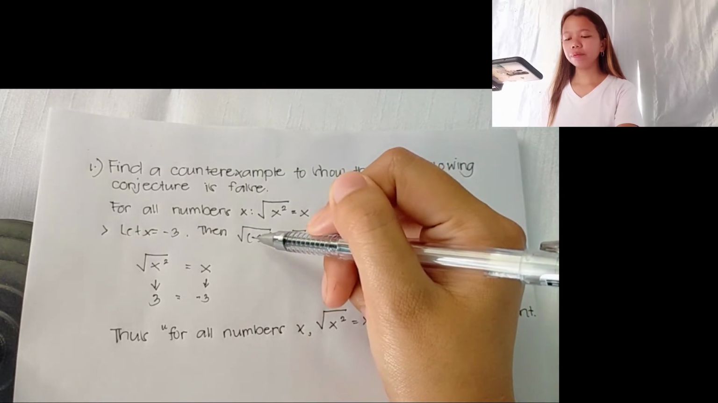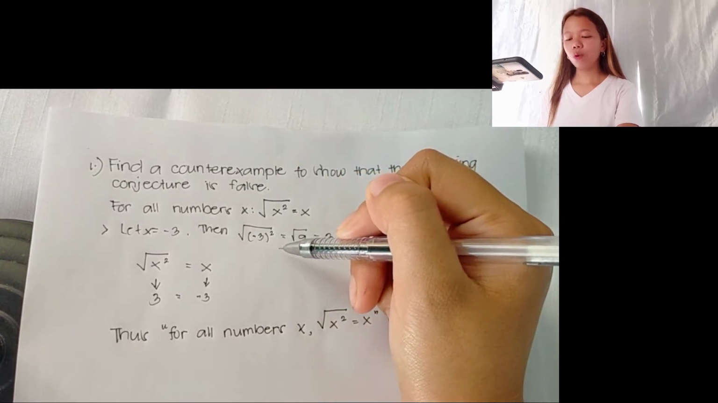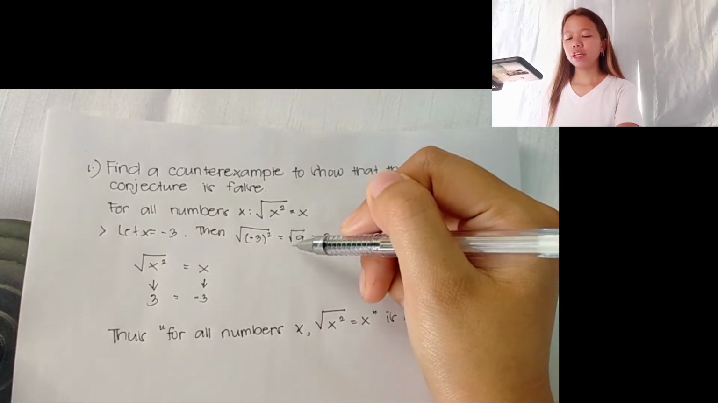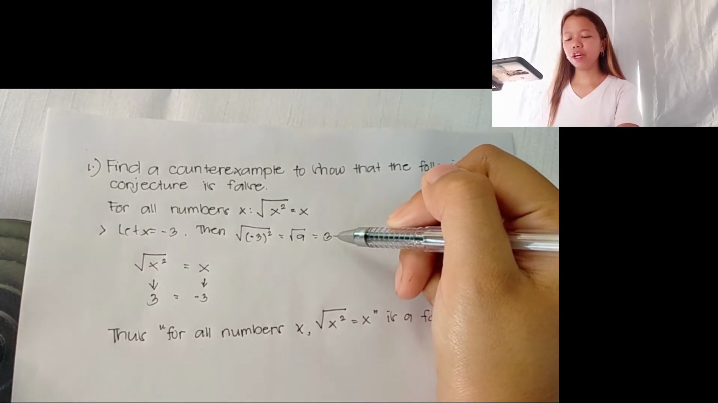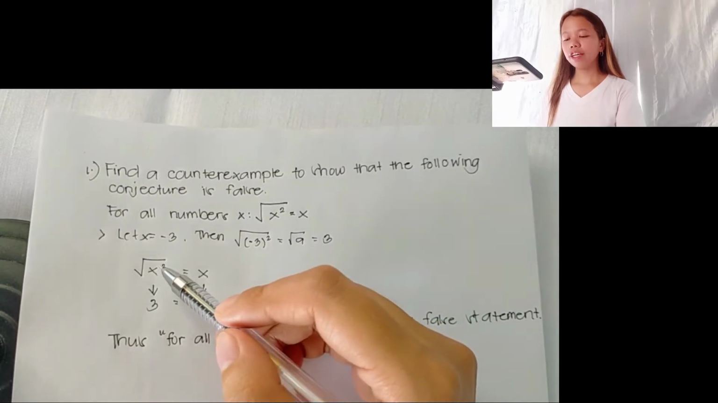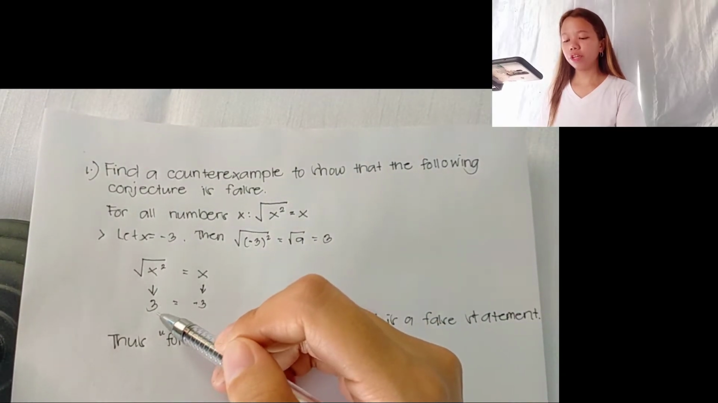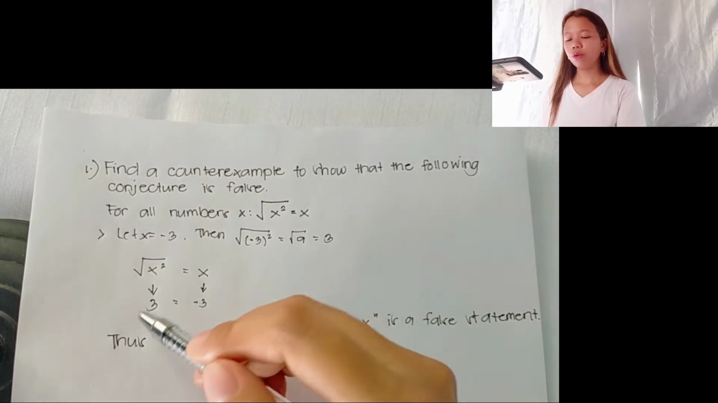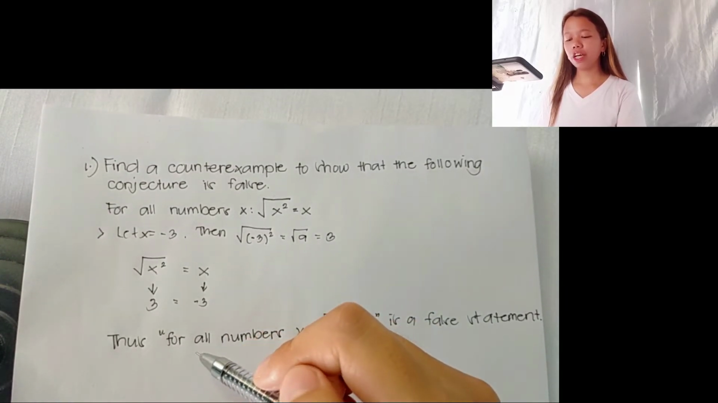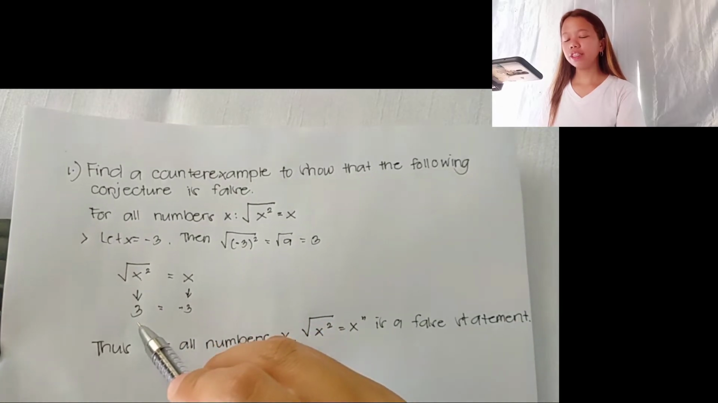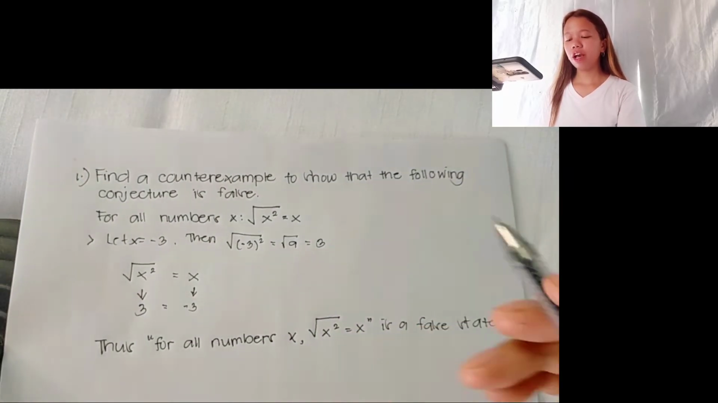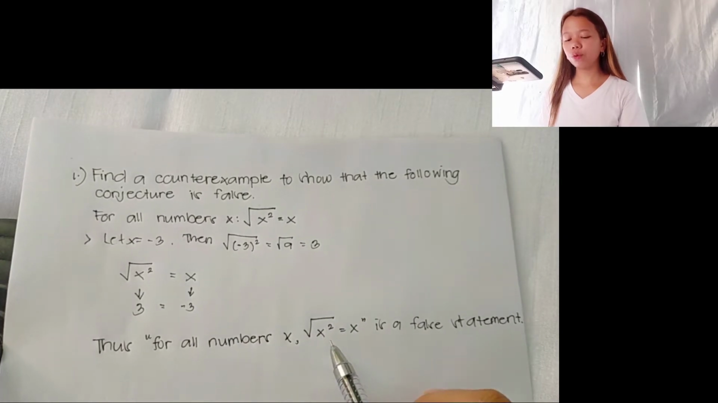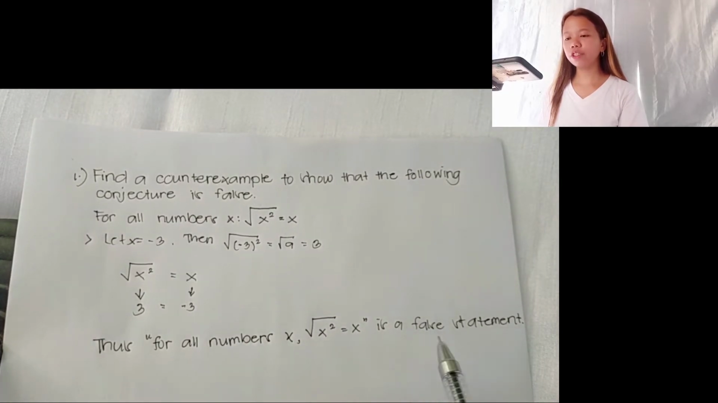This will become (-3) squared, that would be 9. The square root of 9, that would be 3. So the square root of x squared is 3, and the value of x is -3, so this statement is false because 3 is not equal to -3. Therefore, for all numbers x, the square root of x squared equals x is a false statement.